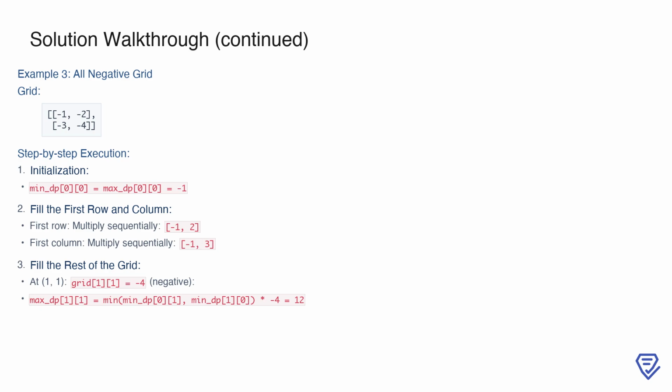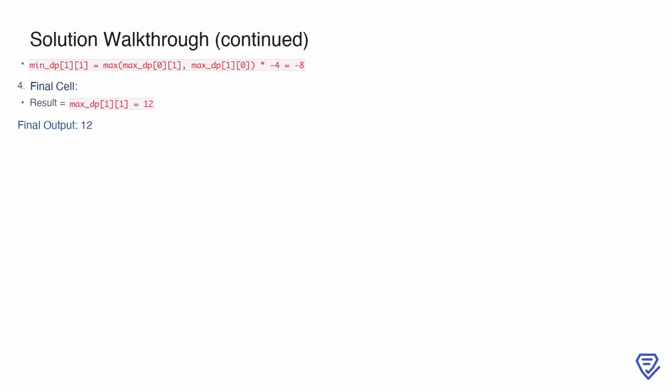As we proceed to the rest of the grid, we carefully handle the sign of the values. At cell (1, 1), the value is -4, which is negative. To calculate the maximum product, we take the smaller of the minimum products from the top and left cells, multiply it by -4, and get 12. This is because multiplying by a negative number flips the sign, turning the smallest negative value into the largest positive one. At cell (1, 1), the minimum product is calculated as the larger of the maximum products from the top and left cells, multiplied by -4, resulting in -8.